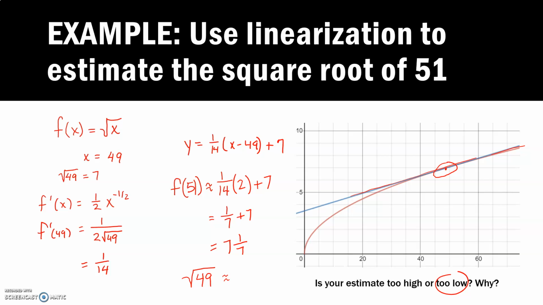So 7 1/7 on a calculator is 7.14143, let's say. And then if I take the square root of 51 on my calculator.